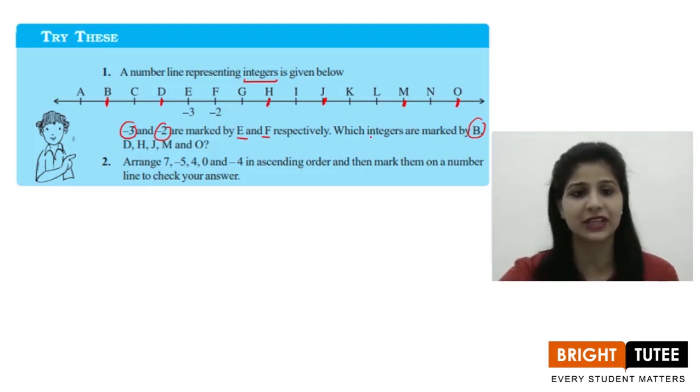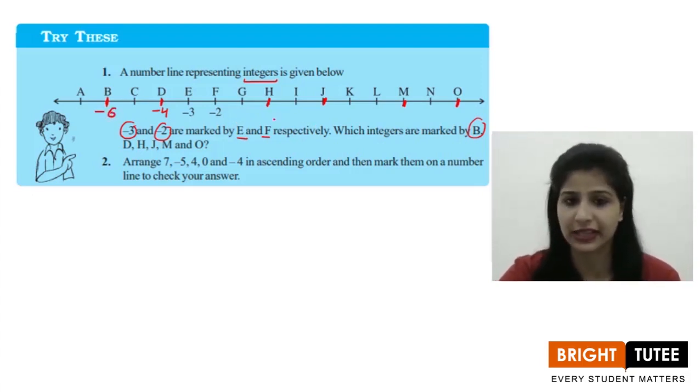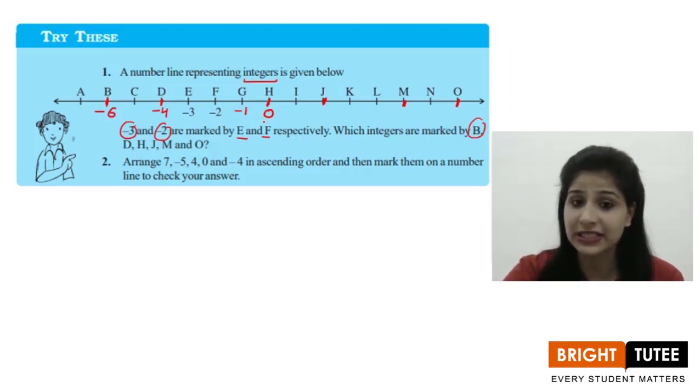Let's just figure out. Okay, if this is minus 2, minus 3, what would be this number? Think about it. It will be minus 4. Very good. Then this is minus 5. This will be minus 6. Similarly, going towards the right side, this is minus 2. Then this will be minus 1. Then this will be 0. So H is representing 0.